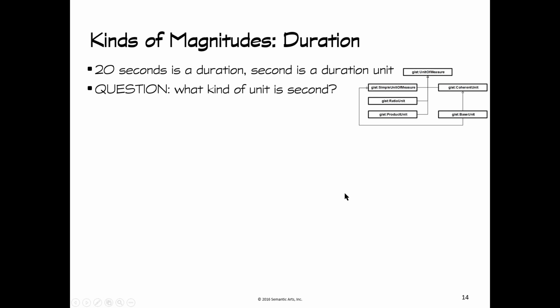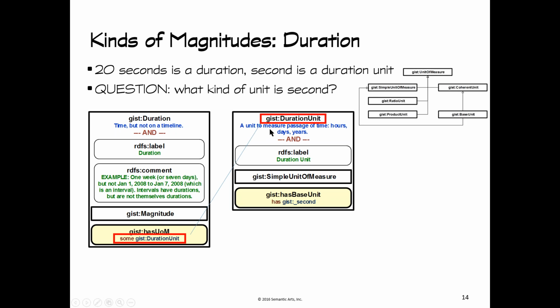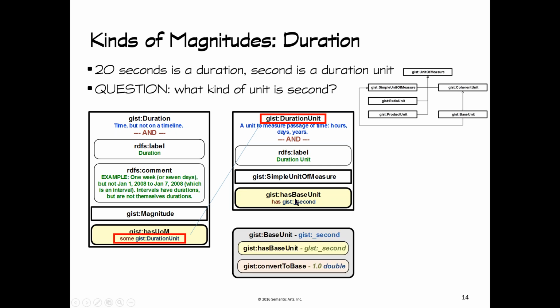So duration is another example. So for example, 20 seconds is a duration, and the second is a duration unit. So we have the duration, which is a magnitude which has unit of measure duration unit. So there's the duration unit, and it's a simple unit of measure that has a base unit of 1 second. And that would be the example of how we model second: it has a base unit of itself, and it converts to base 1. We'll get to some more interesting examples in a minute.